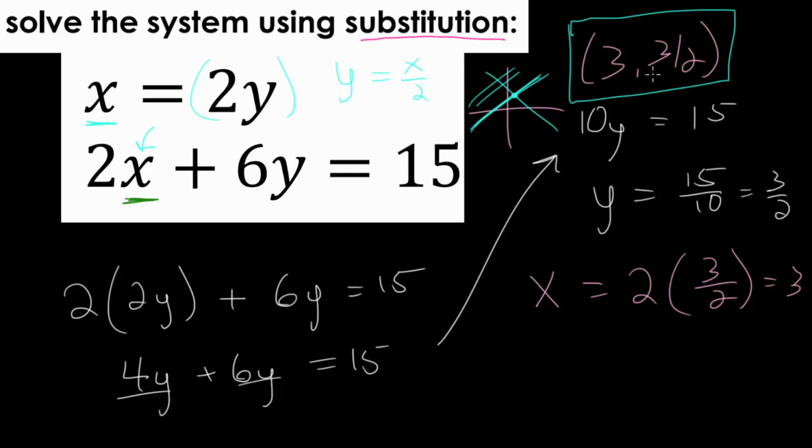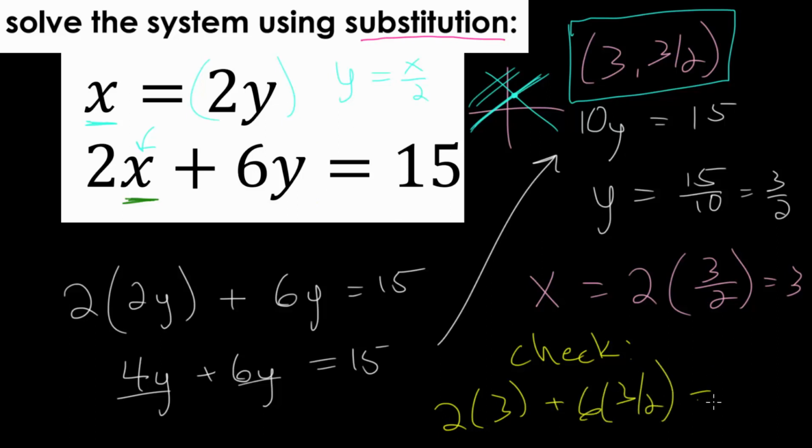And to check this, this coordinate point just has to work with both equations. We know it works for the top one, since that's how we found x. We plug in 3. 3 would be equal to 2 times 3 halves, which is true. That would just simplify to 3 is equal to 3. But if we plug it into the bottom equation, that will be our way to check this. We are plugging in x is 3 and y is 3 halves. And after simplification, if we get 15, then we know for sure this is right.